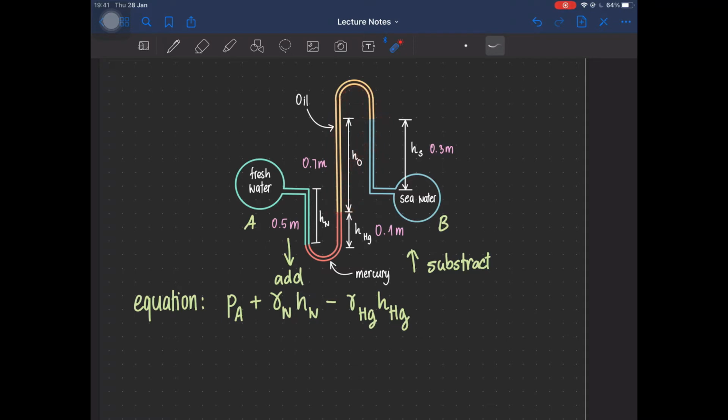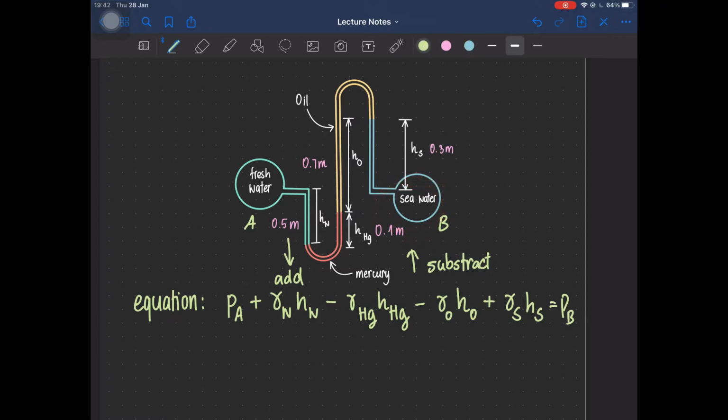From the point of mercury to the oil, it's going up, which means we also have to subtract it. When we subtract, we again have to write the label of the liquid so that we know what number we have to substitute later. After we finish everything, we return back to the seawater, the B point, so we write the pressure at B.